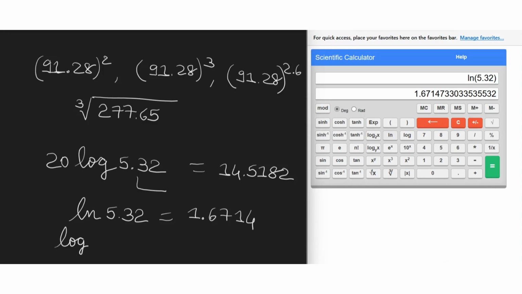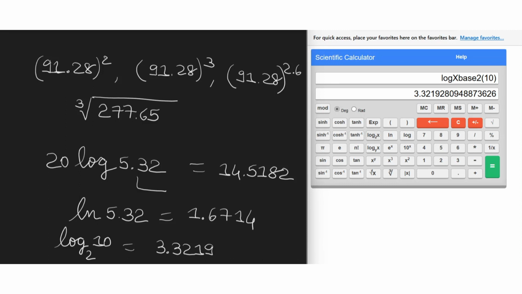In the first example, it was log 5.32 to the base 10. And now I'm taking another example where we have base 2. So I'll type 10, then press this log x to base 2. So we get it as 3.3219.